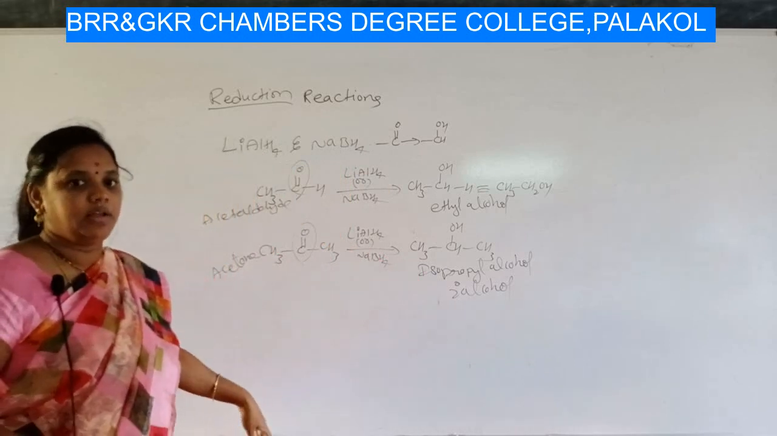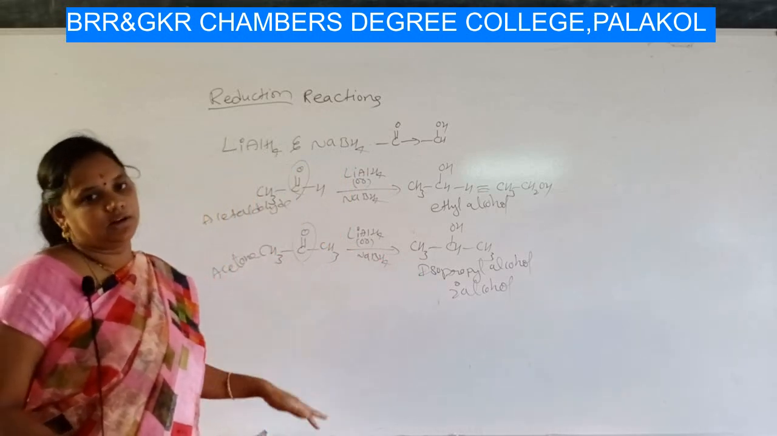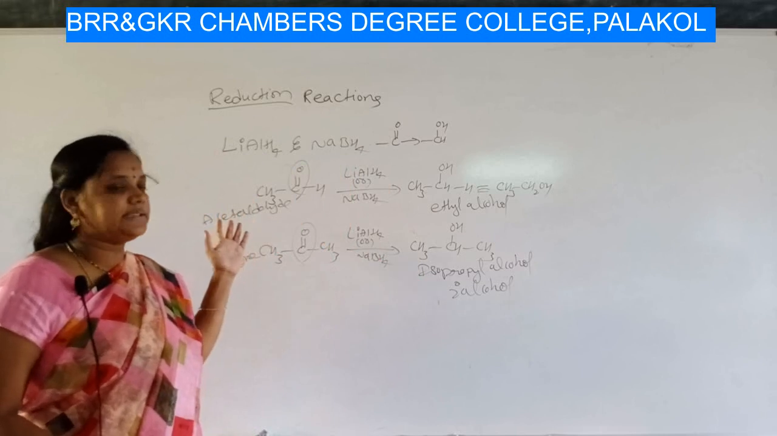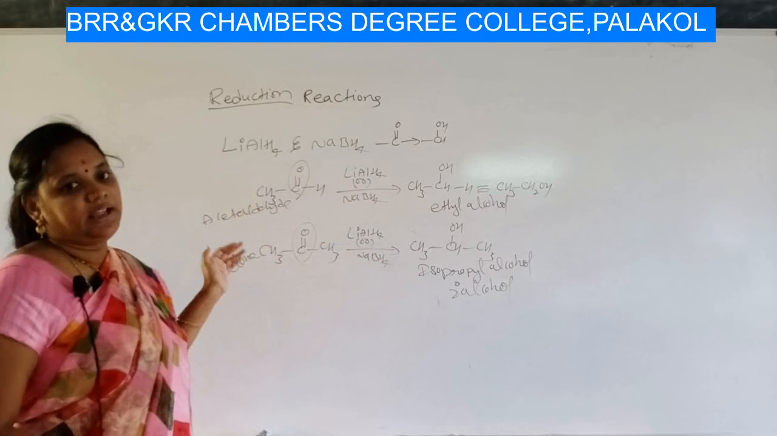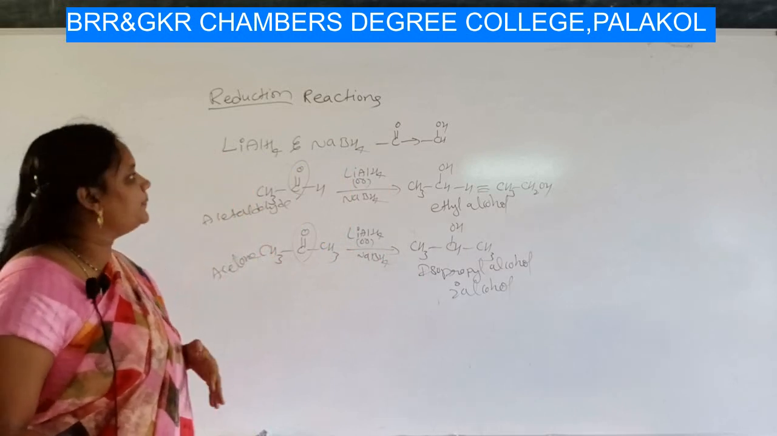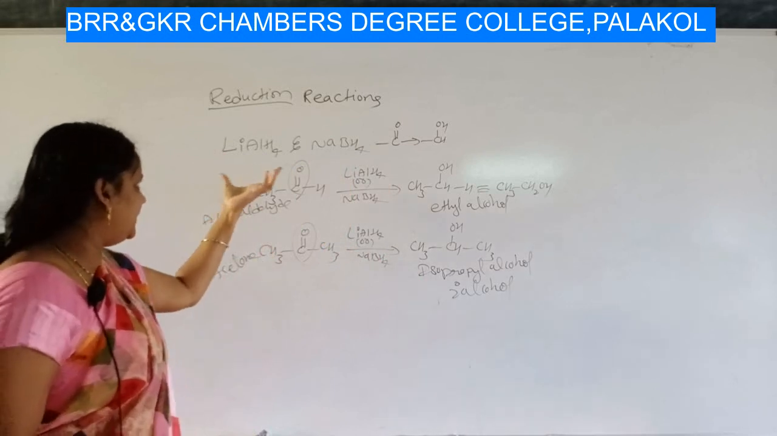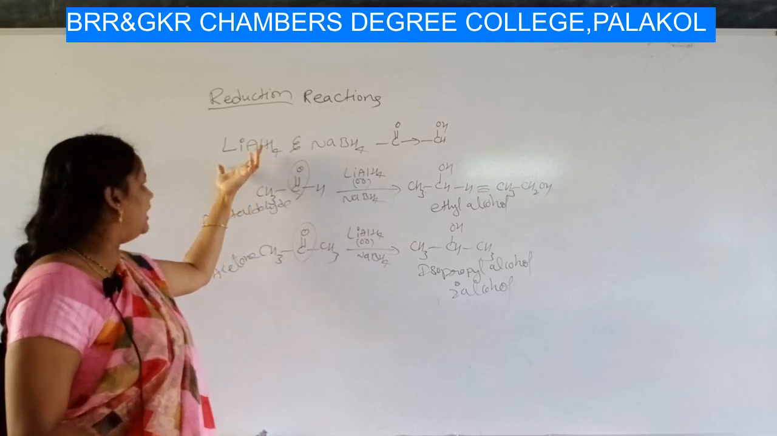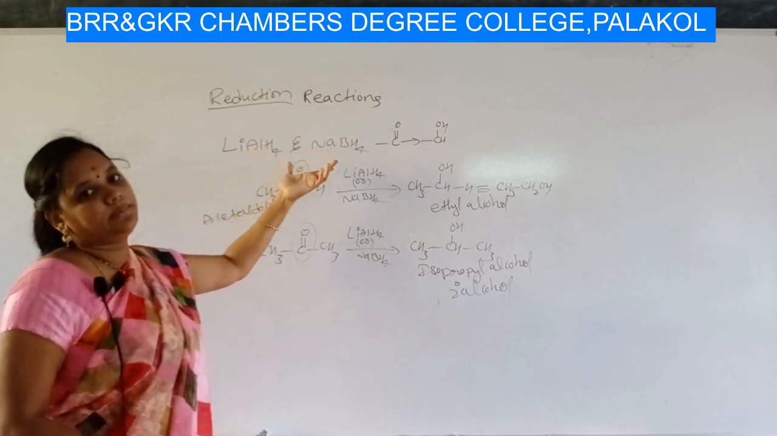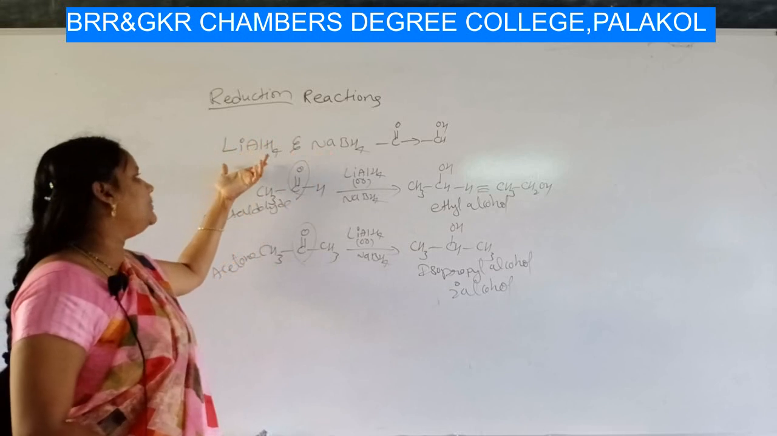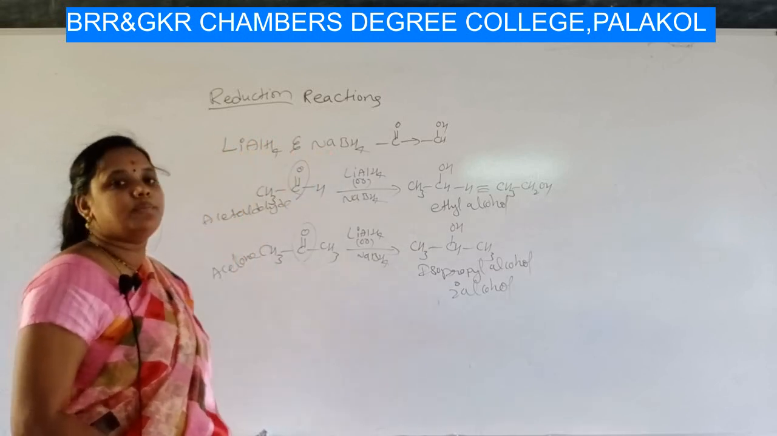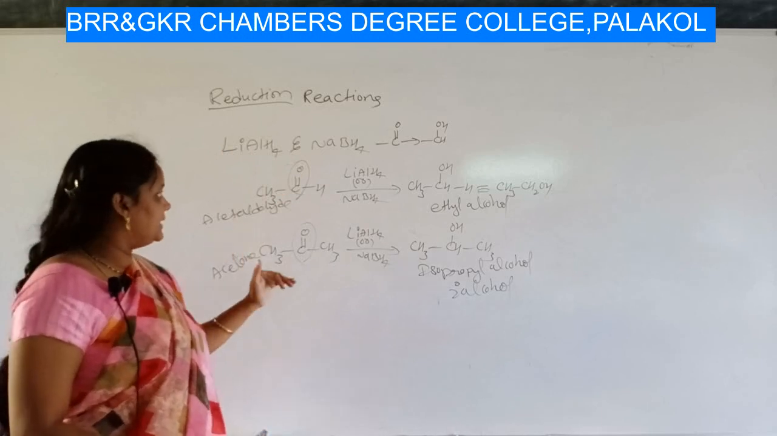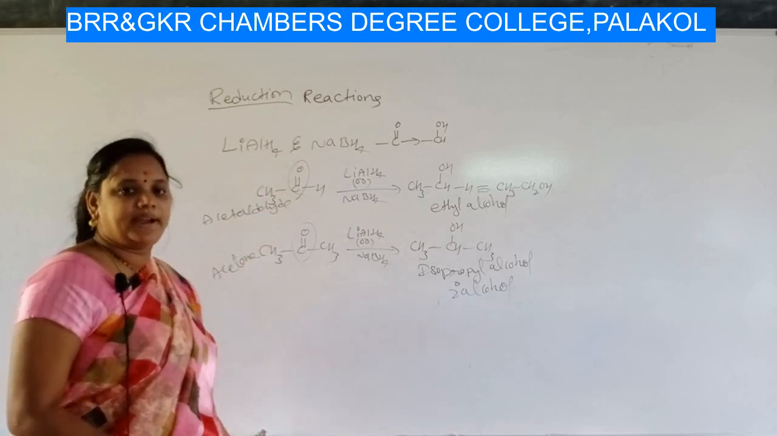Isopropyl alcohol, which is a secondary alcohol. Okay, students, this is about reduction reactions with lithium aluminum hydride and sodium borohydride. What is the difference between the reducing reagents lithium aluminum hydride and sodium borohydride? Lithium aluminum hydride is a strong reducing agent, whereas sodium borohydride is weaker when compared to lithium aluminum hydride.